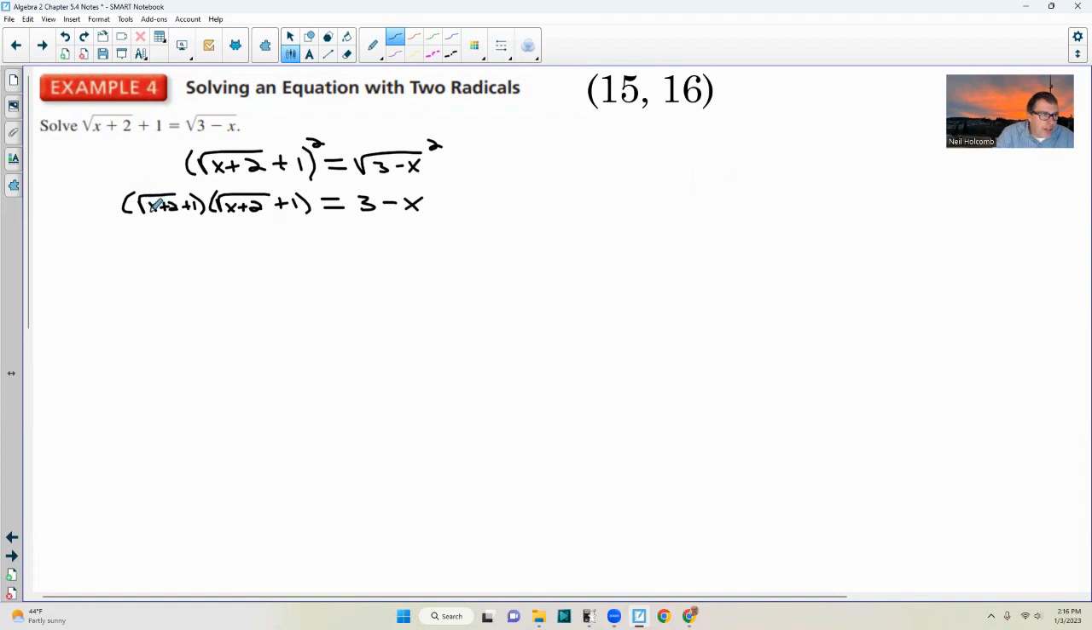So that means that if I take the square root of x plus 2 times the square root of x plus 2, I get x plus 2. Outer is this times 1, which is the square root of x plus 2. And inner is 1 times the square root of x plus 2, which is the square root of x plus 2. And then the last is 1 times 1, which is 1. And then I put equals 3 minus x.